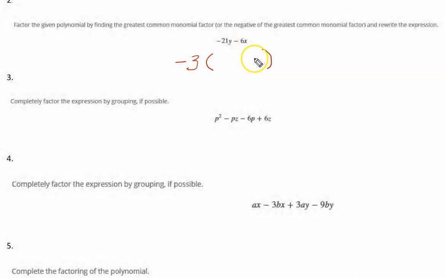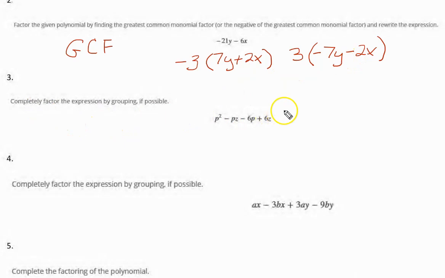All right, let's see what you would get in here. Well, this would be a 7y plus 2x. Now, if you took out a positive 3 out of each one, probably should write that one too. It would just change the signs. Now, the key to all of this is if you factored out the greatest common factor, is that what is left inside the parenthesis, there's no more common factors.